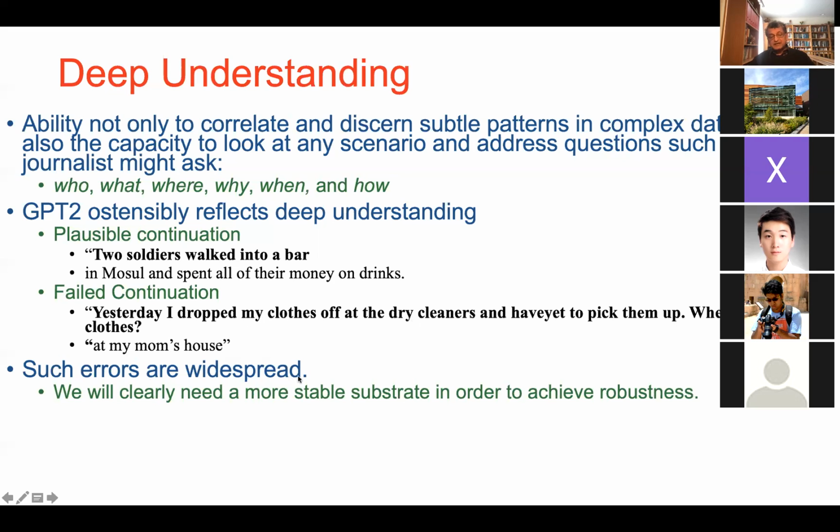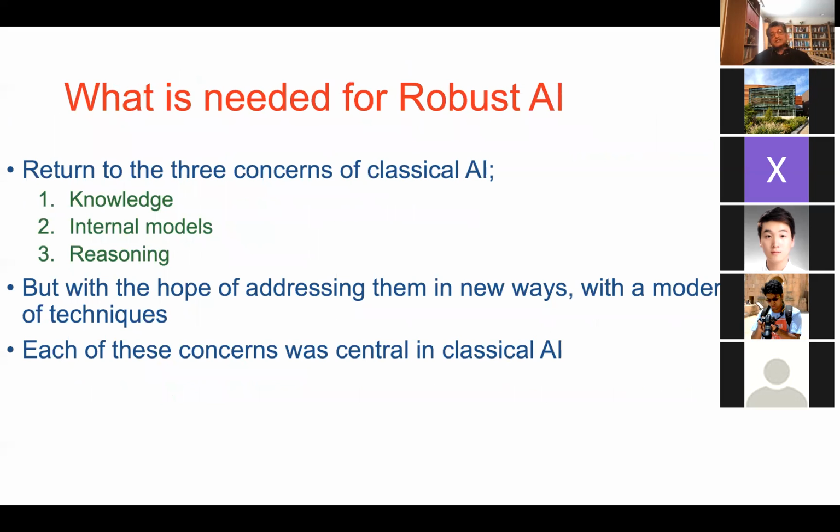Such errors are widespread. We will clearly need a more stable substrate in order to achieve robustness. So in a sense, a robust AI would not make these kinds of mistakes. And these are not super-intelligent type of questions. We can call them fairly common sense type of questions, and it doesn't do well on a lot of this. So what is needed for robust AI is a return to the three concerns of classical AI: knowledge, internal models, and reasoning.